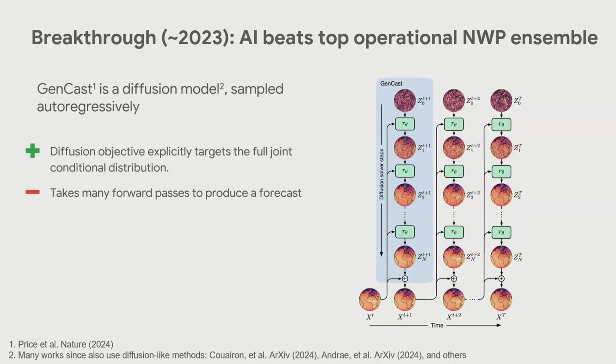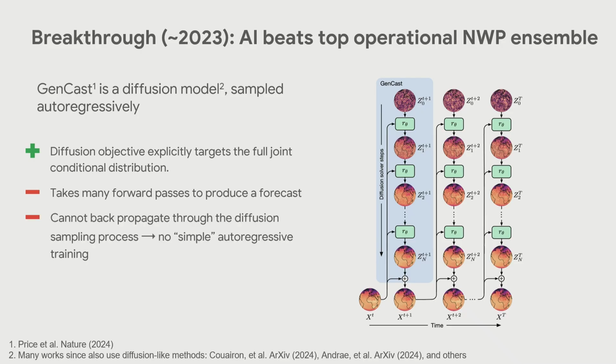It does have some drawbacks, though. Firstly, from a machine learning perspective, it's a relatively expensive model because we have to do this iterative denoising process, so multiple function calls to generate a single next time step. And one of the consequences of that is there isn't an obvious and simple way necessarily to do this autoregressive training trick where you backpropagate all the way through sampling and optimize your long-term predictions.